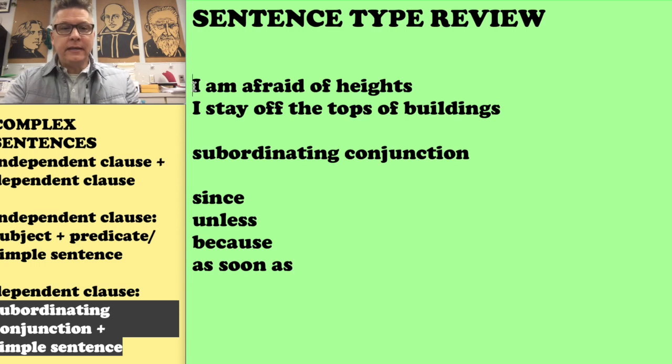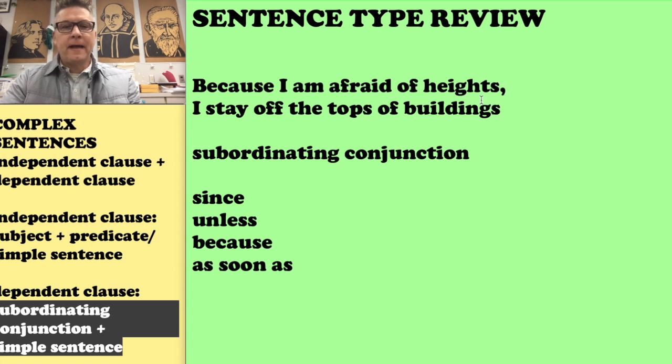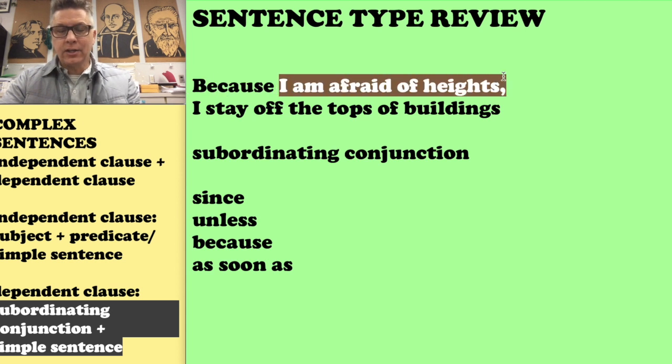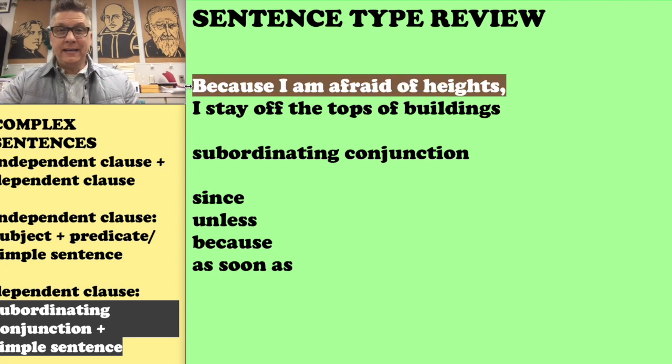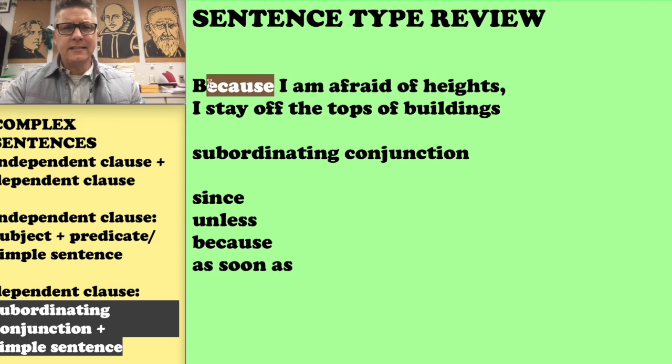So the idea here would be, because I'm afraid of heights, comma, I stay off the tops of buildings. So here's what happened right there. I took the word because as a subordinating conjunction, put it in front of this independent clause, and now together that's a dependent clause. Why is it dependent? Because you can't just say that to somebody. If I went up to you and I said, because I'm afraid of heights, you would be waiting for the rest of the thought. And so if you had a teacher that ever said, don't start a sentence with because, well, maybe they didn't think your elementary school brain would be able to finish the sentence. But this is the idea. All you have to do with the dependent clause is finish the thought.